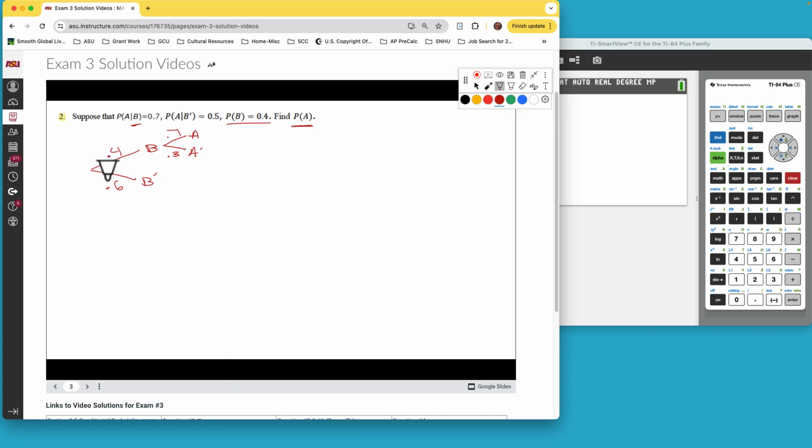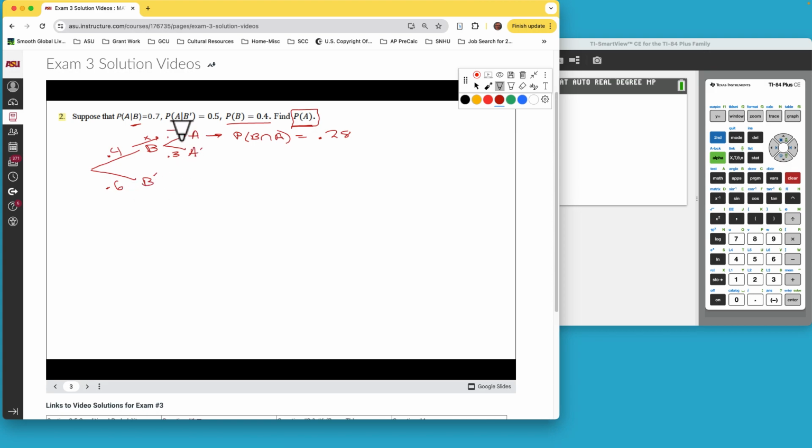And then what we can do is use the multiplication principle. We don't care about A not happening, because what we're trying to find out is the probability of A happening. So we can multiply along this line, 0.4 times 0.7. That gives us the probability of B intersect A, which is 4 times 7 is 28, so with 2 decimal places, 0.28.